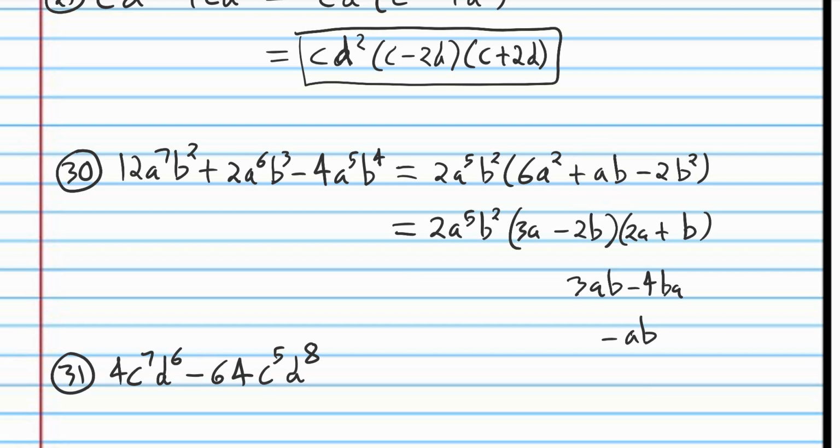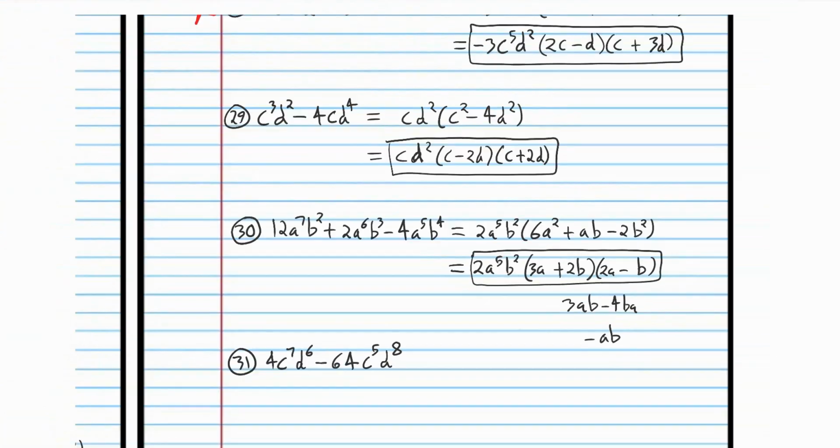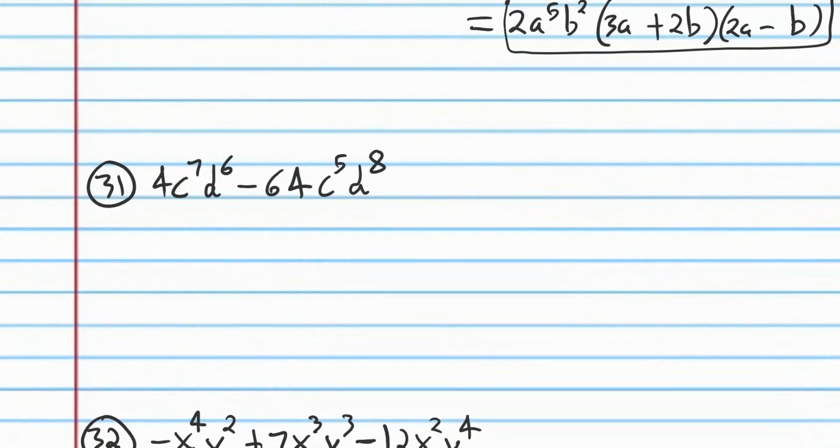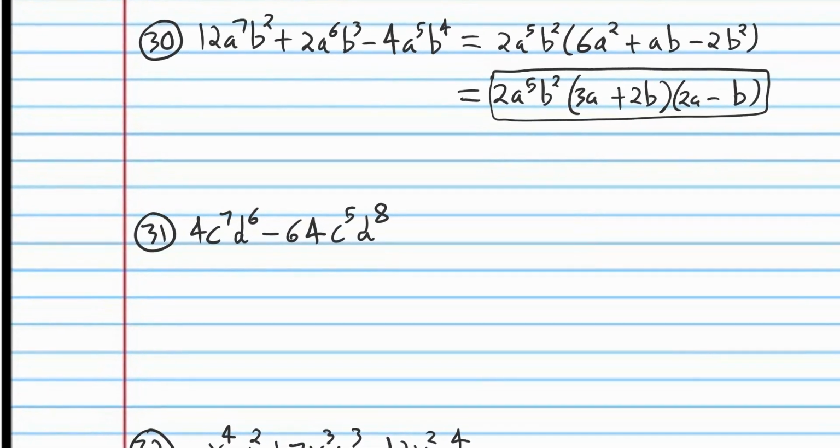The only problem is we got the opposite sign. We need a positive ab, not a negative ab. So all we have to do is take these signs and just switch them. So we'll change this sign to a positive, and we'll change this sign to a negative. And there we go. So if you got that answer, good job. All right, on to number 31. Go ahead and try 31, and when you come back, we'll do it together.